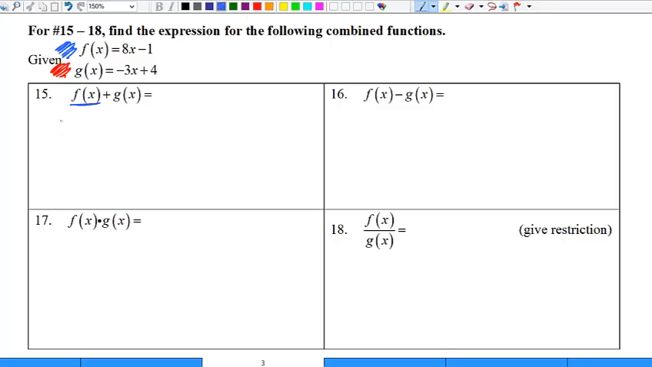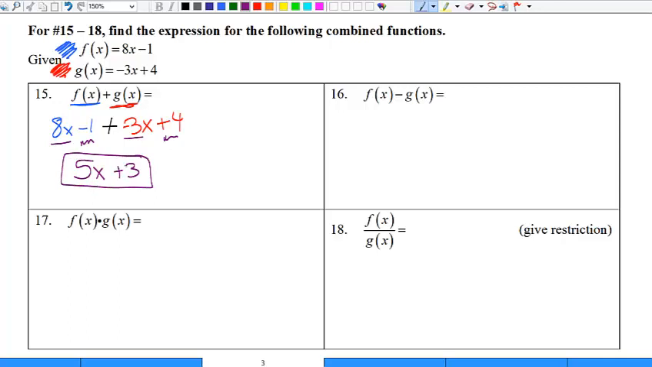So this blue f becomes 8x minus 1. The operation between them is a plus, so I'm going to put a plus in black here. And then the g I'm going to do in red, which is negative 3x plus 4. Because I'm just adding the two functions together, I just combine like terms, and that's going to get me 8x minus 3, that's positive 5x. Negative 1 plus 4, that's plus 3. And that's my new function, 5x plus 3.